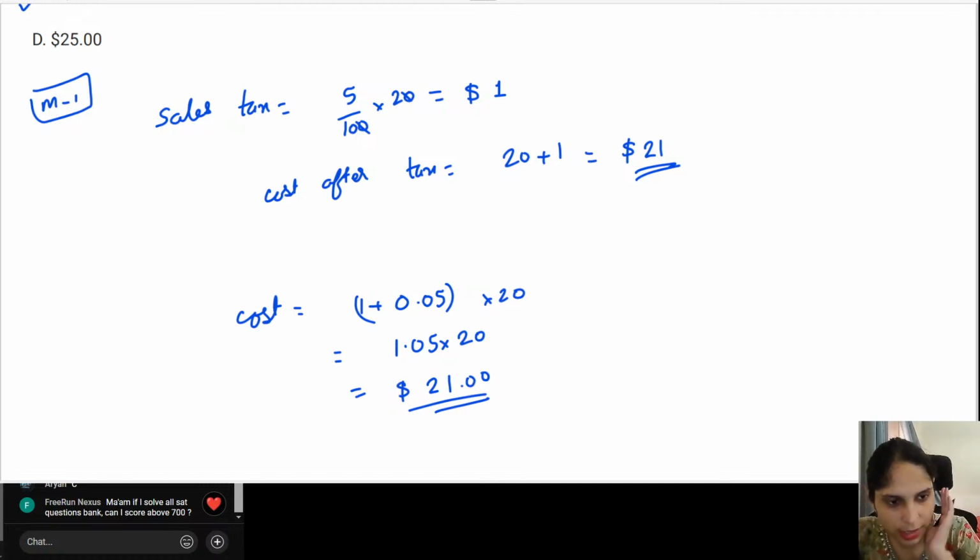Ma'am, if I solve all SAT question bank, can I score above 700? Yes. What I would suggest is do Khan Academy, because in Khan Academy you also have foundation problems, medium problems, and the advanced problems.